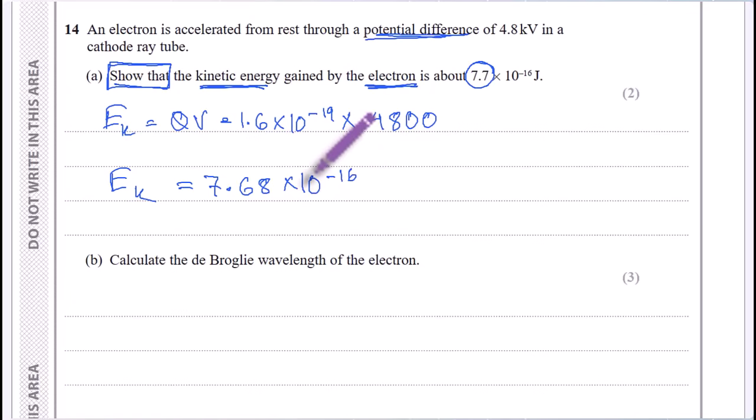And there is only one exception for the unit rule. That is for show that questions, the unit is not mandatory, but you can still give it. That would be my suggestion.